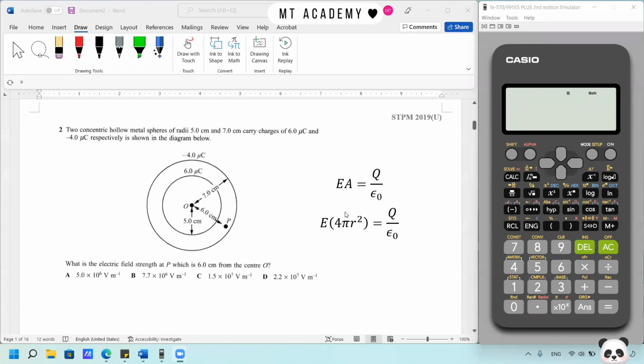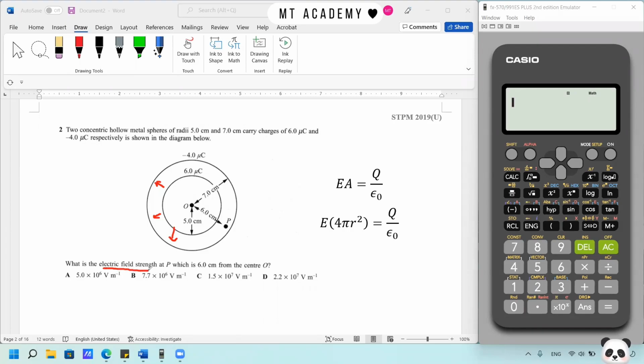Next, question 2. So we have two hollow metal spheres of radii 5 and 7 centimeter, which carry charges of positive 6 and negative 4 microcoulomb. We have a similar question in 2019 that we will have an electric field between the two surfaces, which is from the positive charge to the negative charge. So for this question, we are going to identify the electric field strength at P.